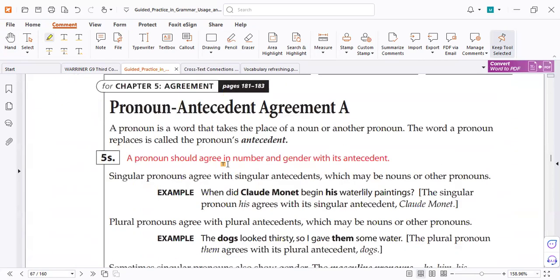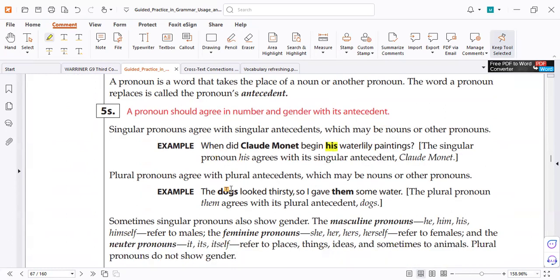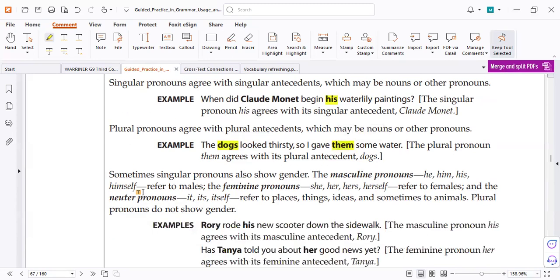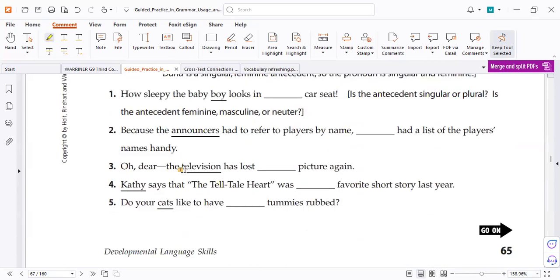Another one is to check: does the pronoun refer to a noun or not? Must be yes. For example, when did Claude Monet begin his? How did you know it's singular? Check the paragraph. How did you know it's male? Check the paragraph. And you are going to answer today: dogs looked thirsty, so I gave them. So you give them to the dogs, so it must be plural. So easy to note. If you don't know if it's singular or plural, you must read the paragraph. The writer and system maker will help you. So that's a simple exercise for you.